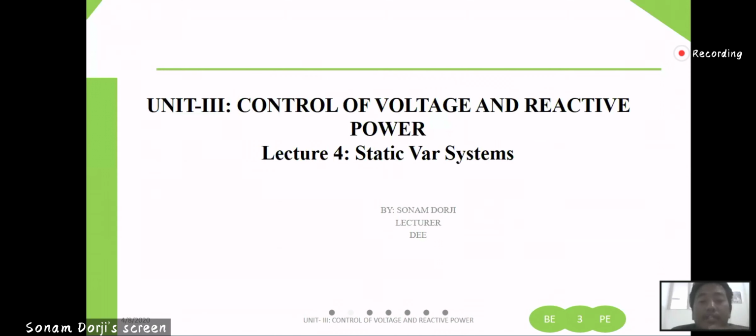This is also voltage control only. Under voltage control, we have learned that there are two ways in which we can control: active and passive. Active falls under the static VAR system, and for passive we have already completed shunt reactors and shunt capacitors. If you employ shunt capacitors and shunt reactors, it falls under passive compensation, whereas if you use a static VAR system or SVCs, it falls under the active part.